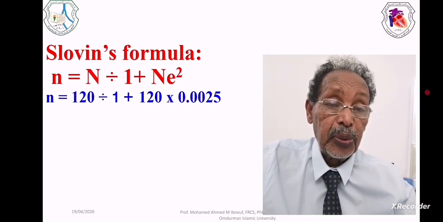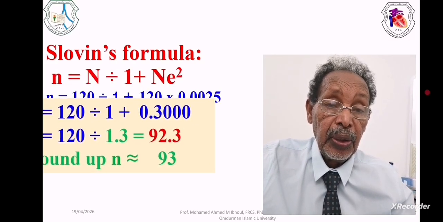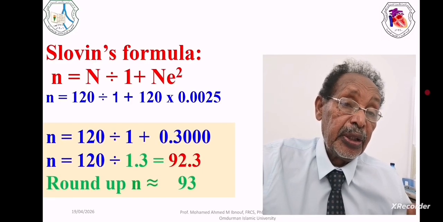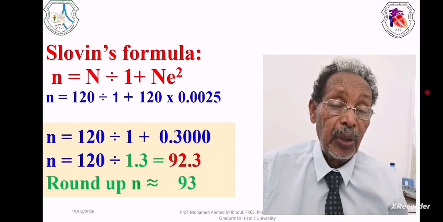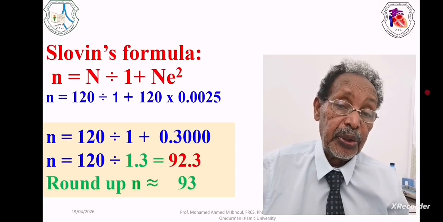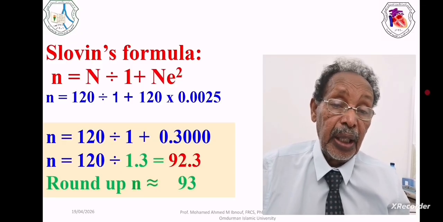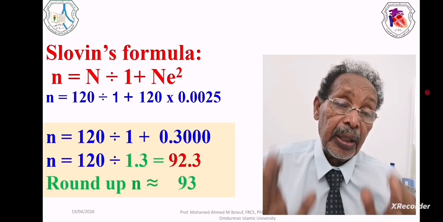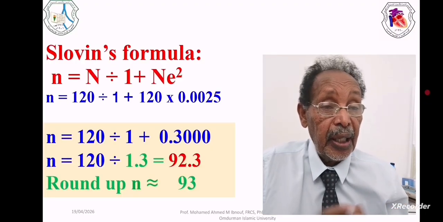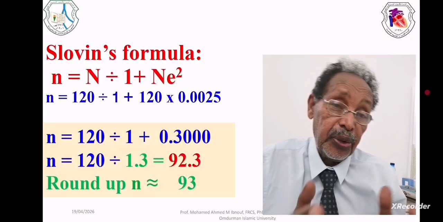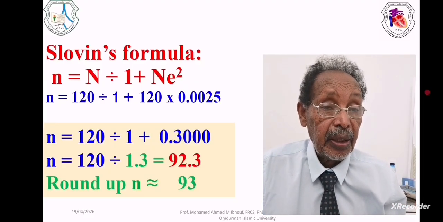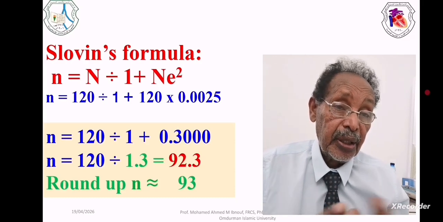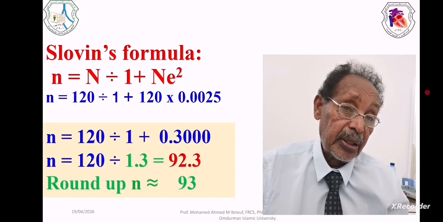Now 0.0025 multiplied by 120 will be equal to 0.3. When we add 1, it will be 1.3. And when we divide 120 by 1.3, the result will be 92.3. Is there any 0.3 patients or 0.3 file? We round it up to a complete figure, which is 93 files or 93 patients.